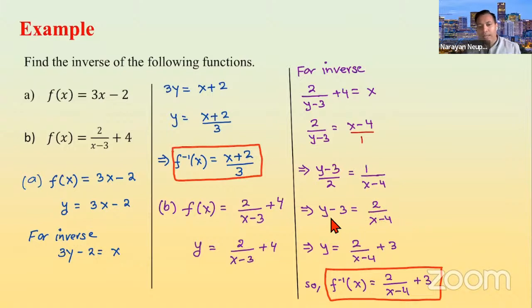And after you do that, you see here, we have y minus 3. We need only y. You are subtracting 3 on the left. If you move it to the other side, you'll add. So this ultimate final value of y that you get here, that is your inverse value.